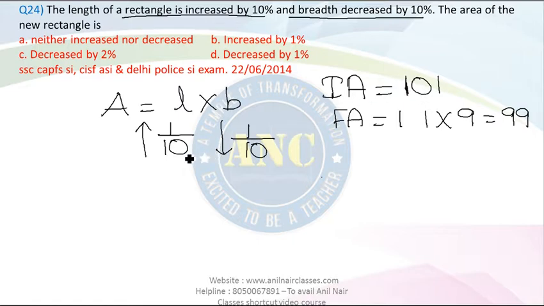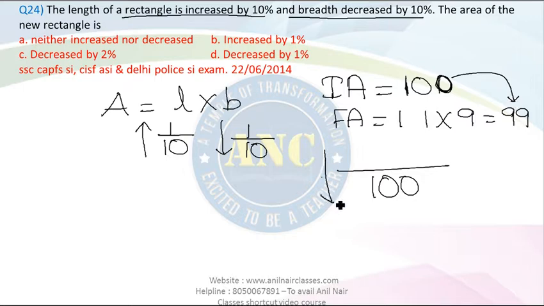Initial area is 10 into 10, it is 100, right? Write down the same 100 in the denominator. Now 100 is becoming 99. That means there is a decrease of how much? Decrease of 1. 1 by 100 is 1%. That means the new rectangle will have the area decreased by 1%, which is nothing but option D.